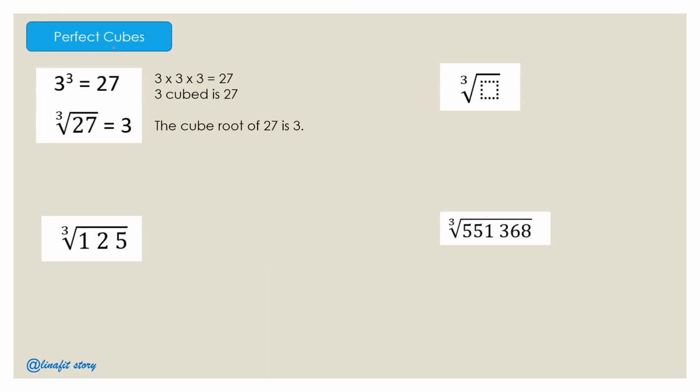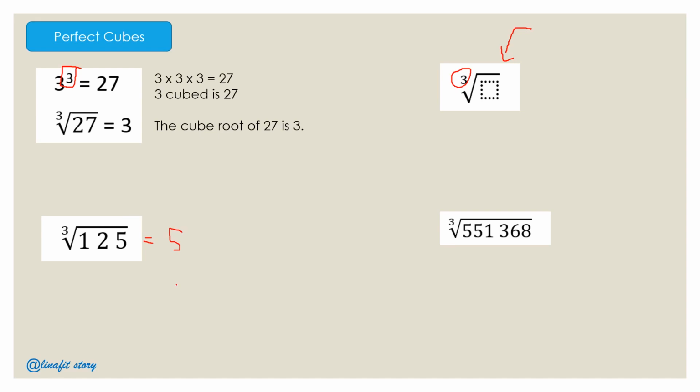A perfect cube is a number which is equal to a number multiplied by itself 3 times. For example, 3 cubed: 3 times 3 times 3. 3 cubed is 27. A cube root goes the other direction. 3 cubed is 27, so the cube root of 27 is 3. Now take a look at this one. This is the radical symbol with a little 3 to mean cube root. Now, how to find the cube root of 125? It's 5. Why? Because when 5 is cubed, you get 125.